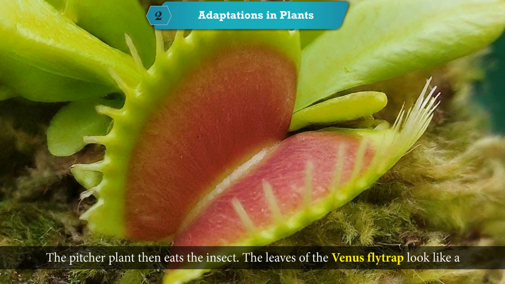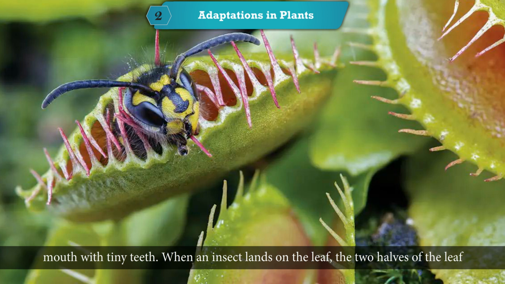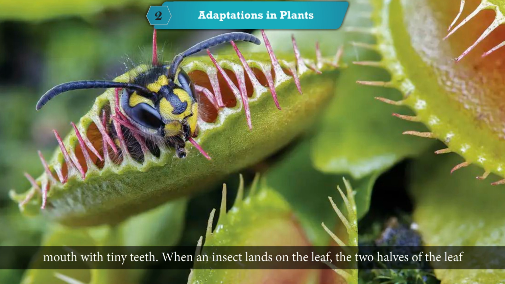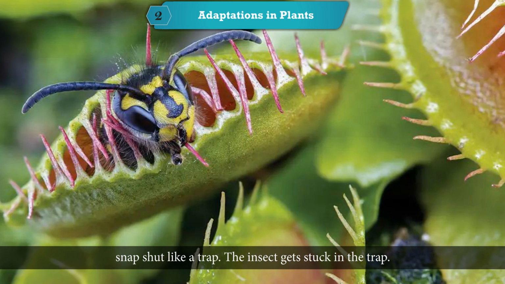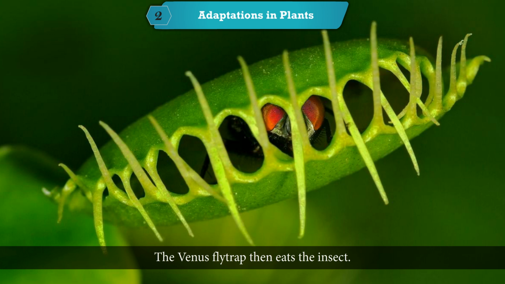The leaves of the Venus flytrap look like a mouth with tiny teeth. When an insect lands on the leaf, the 2 halves of the leaf snap shut like a trap. The insect gets stuck in the trap. The Venus flytrap then eats the insect.